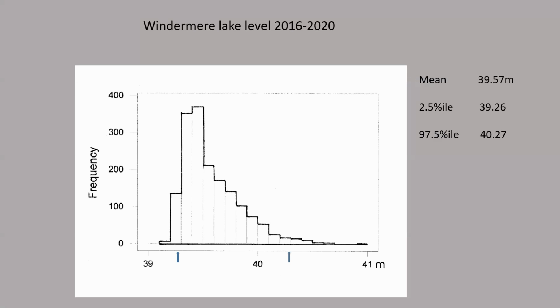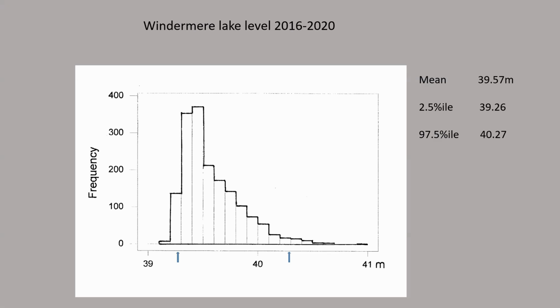So here's 5 years of data, 2016 to 2020, of lake level in Windermere. I haven't tested it for normality, but it looks like a normal curve to me. What I've done here is I've marked off, see with 2 arrows there. The lower arrow cuts off 2.5% of the area of that histogram to the left, and the right arrow cuts off 2.5% to the right.